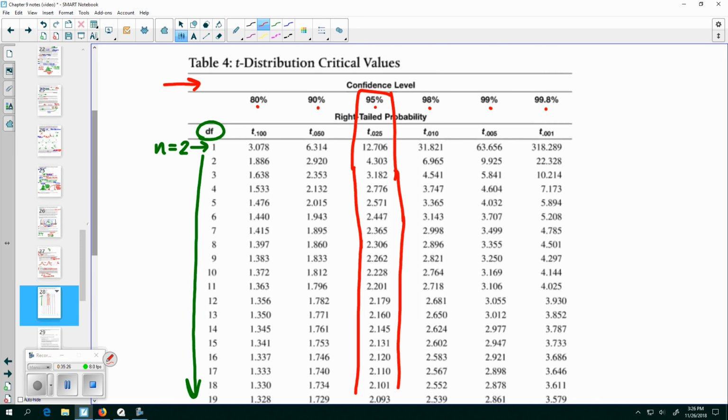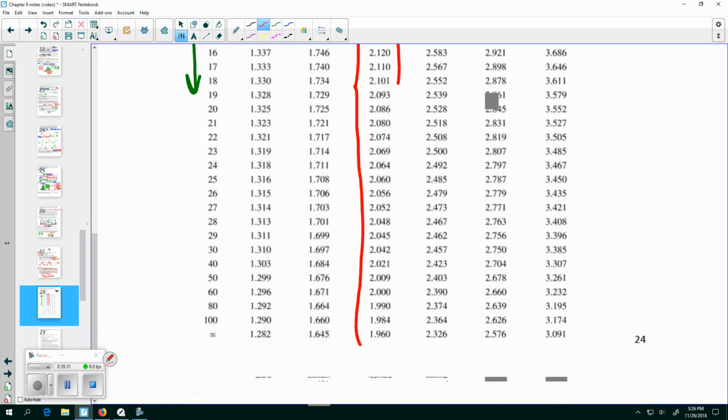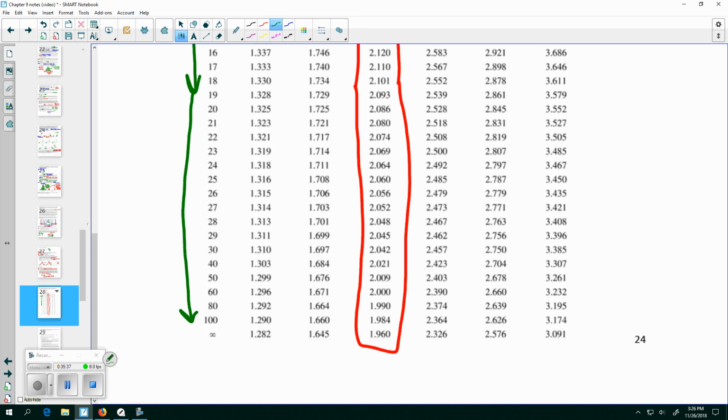In fact, if we go all the way down to the bottom, you might notice or recognize that last value in the table. If our sample size is infinite, notice that this is the Z-star value that we would have used for a 95% confidence level. You can flip back to chapter 7, press pause, you can double check that, it's there. And that means that as our sample size gets bigger, T-star is getting closer to Z-star. It's getting closer to what we would have used from the standard normal distribution.